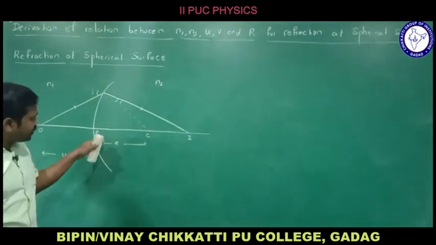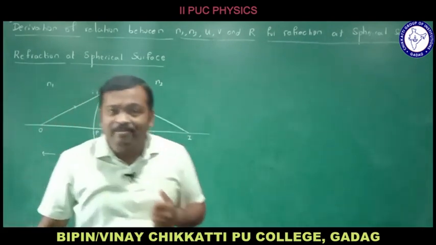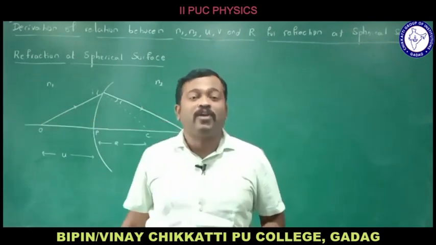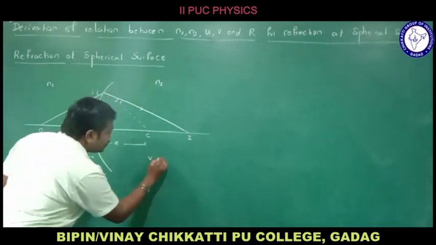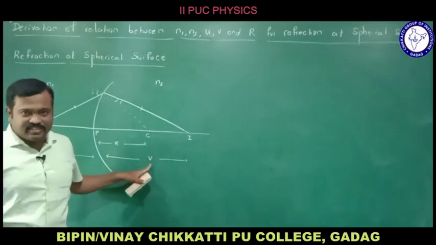What is the radius of curvature? PC, right? So what is I here? I is nothing but the image. The distance of the image from the pole is called the image distance, right? So this is the image formed, and image distance is denoted by V here, right? V is the image distance, right?